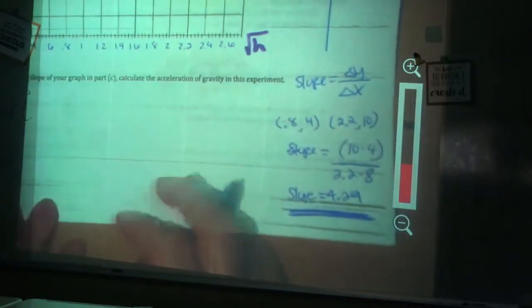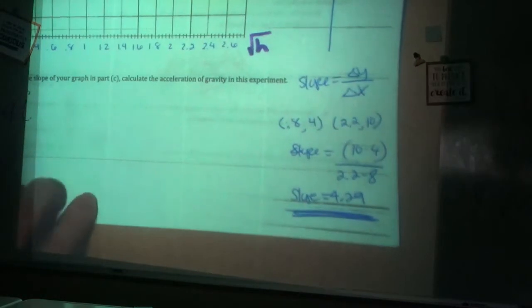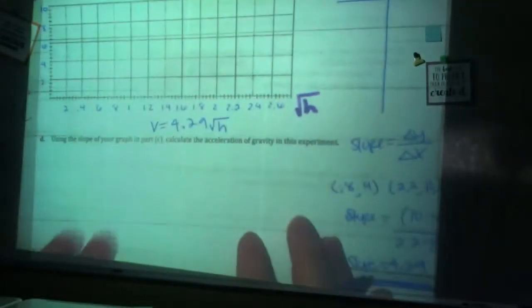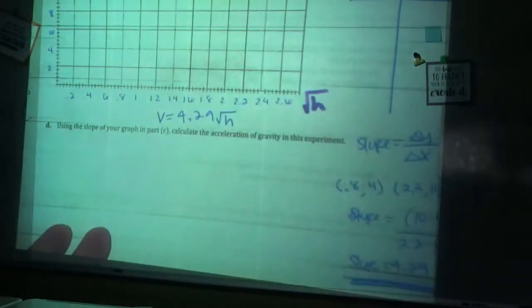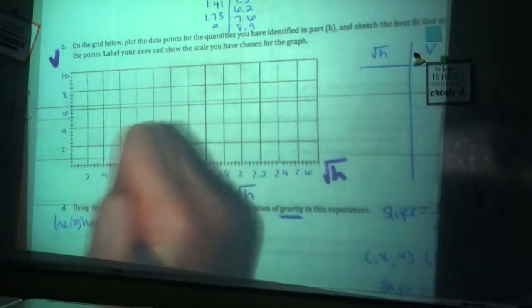And then part D is asking you to find the acceleration of gravity in this experiment. So this is where we need to put an equation to what we have, because we just found that velocity is equal to a slope of 4.29 times the square root of h, because this equals my slope, and my x variable in this case is just square root of h. So now our next step is to make this related to some equation that has g in it, or acceleration in it. So we are talking about the height and velocity at the end.